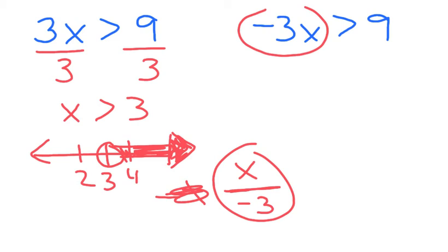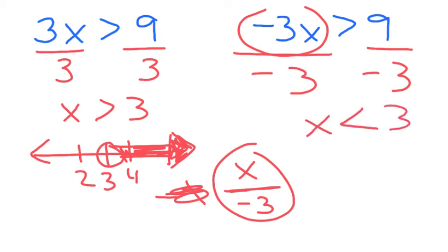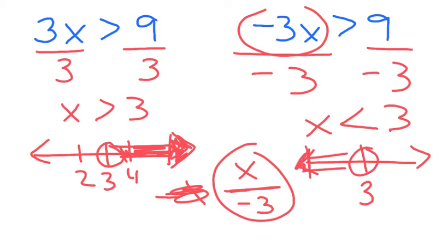So let's work this one. We're going to divide by negative 3, divide by negative 3. My sign is going to flip. So x is less than 3. So when I graph this one, and here's 3, it's going to head this direction. See the difference between the one without the negative and the one with the negative? That's what's going to happen when there's a negative. Your sign is going to flip.